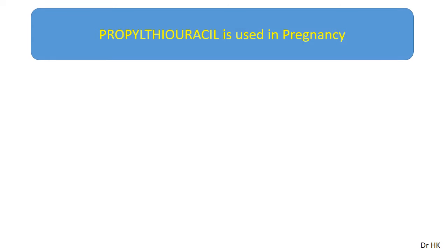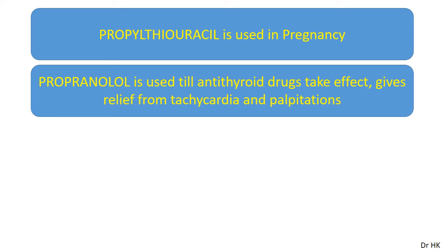Now some important points in this chapter. Propylthiouracil is used in pregnancy. This is the drug of choice in pregnancy as it is mostly protein bound and does not cross the placenta. And another important thing is propranolol is used till antithyroid drugs take effect, which may take 2 to 4 weeks. Before that, propranolol is used to control symptoms like tachycardia, palpitations, tremor, sweating. These symptoms are very troublesome, so propranolol is used for controlling them.